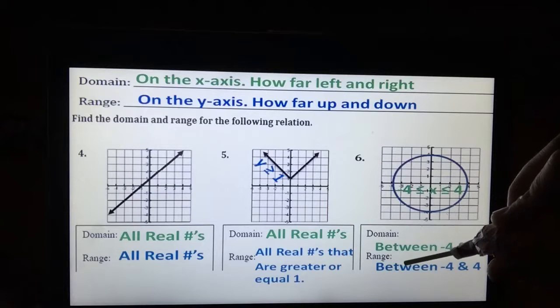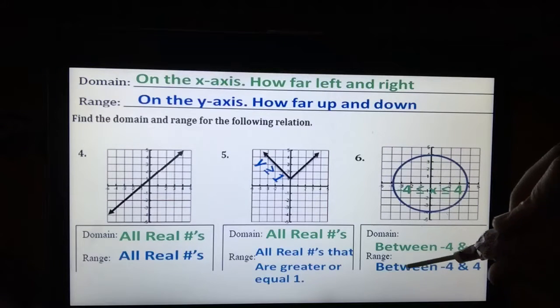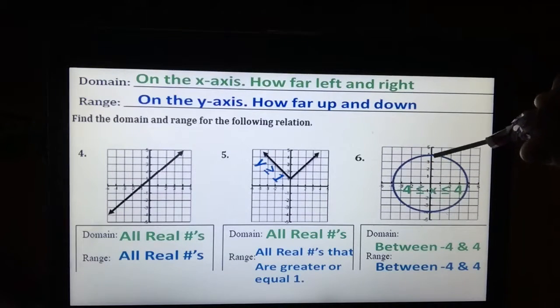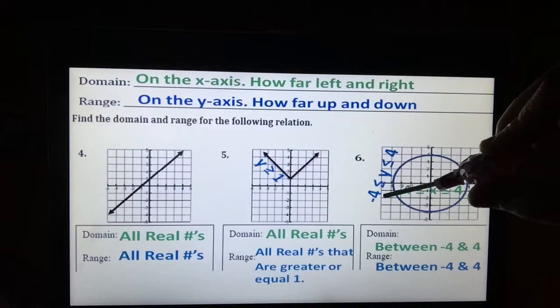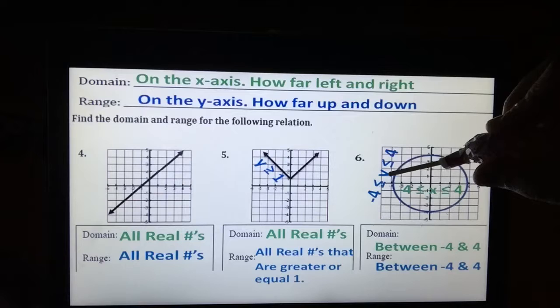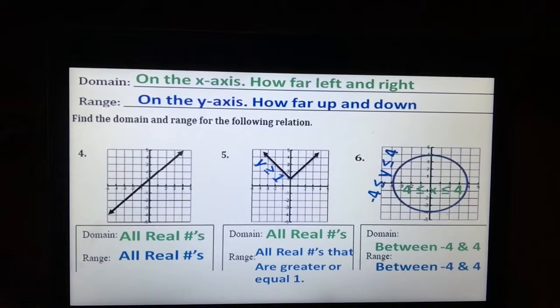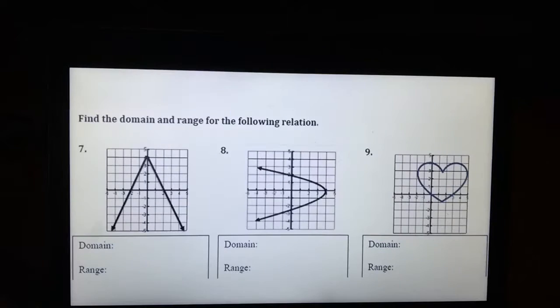All right, and I already put it up here, but you can see that the range is the same thing. The highest it goes is 4, the lowest it goes is -4, so it's between -4 and 4. So in this case, the range, which is how high and how low it goes, will be -4 is less than or equal to y, which is less than or equal to 4. Okay, now press pause right now so that you can write all this down.